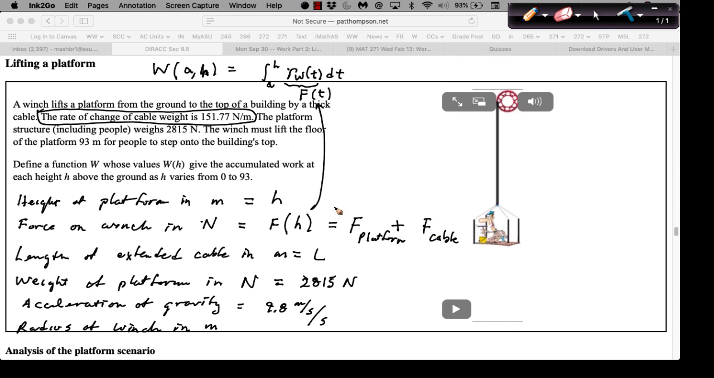So this force of the platform, 2815. All we have left to do is get the force of the cable, right? So we have L meters out, but we need this as a function of h, the height, right? H meters.